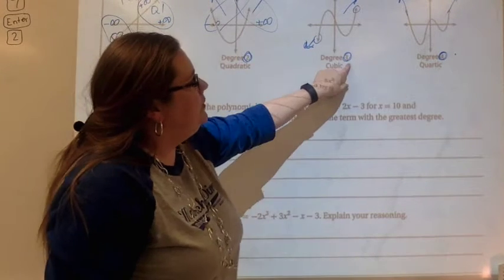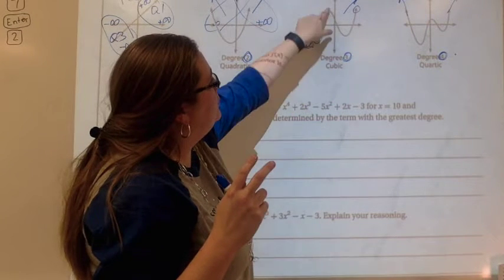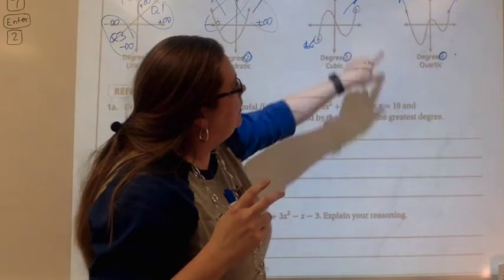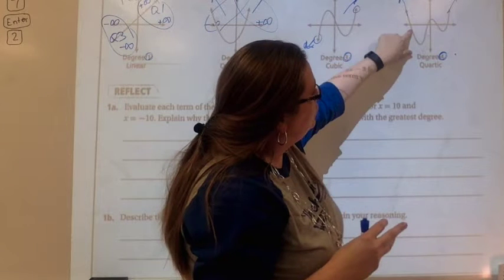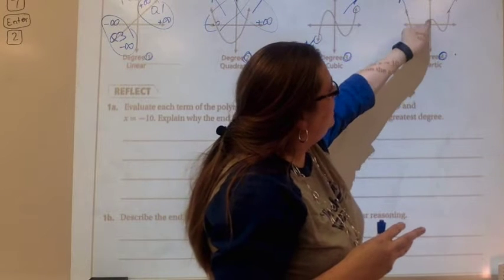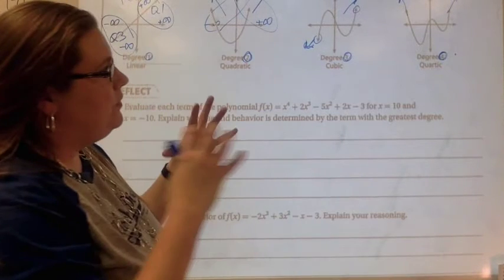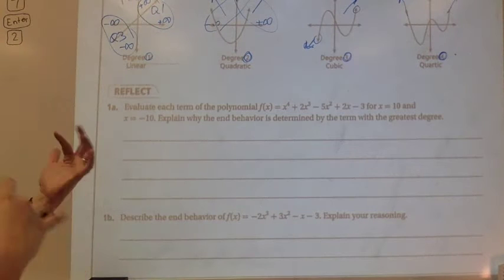Here, this is degree 3, and it changes direction 2 times. It's going down here, but it changes direction here and then here. This is a degree 4, and it changes direction 3 times. It changes direction here, starts going up, and then here it starts going down, and then here again it starts going back up. So whatever the degree is, one less than that is how many times the graph will change direction.